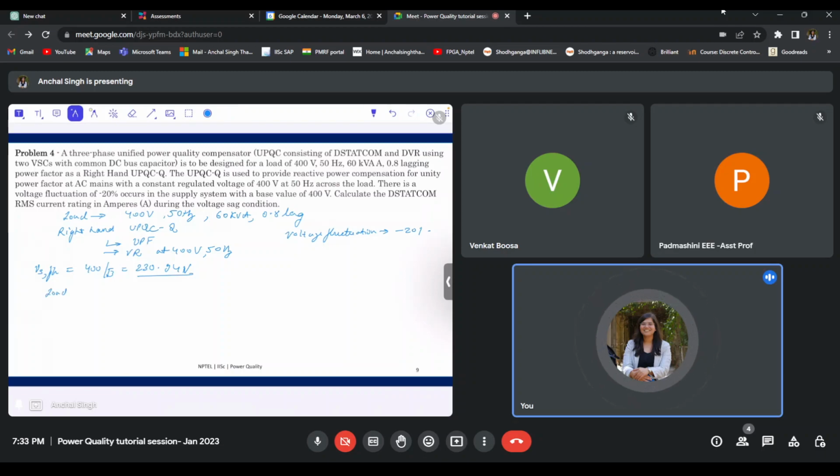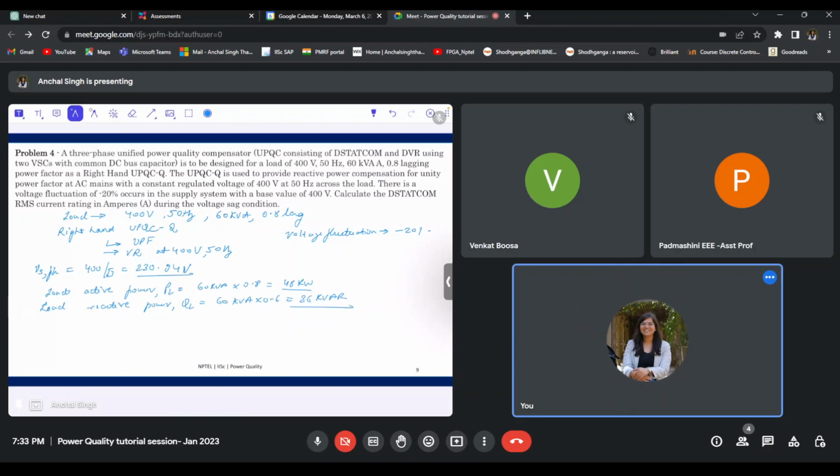And since the load is given, we can find out the load active power, that is PL, as 60 kVA into 0.8, which will be given as 48 kilowatt. And load reactive power will be 60 kVA into 0.6, which will be given as 36 kVAR. These are the two ratings for the load.